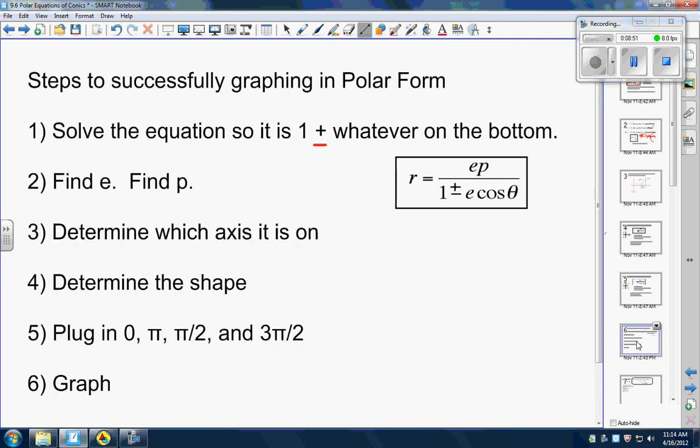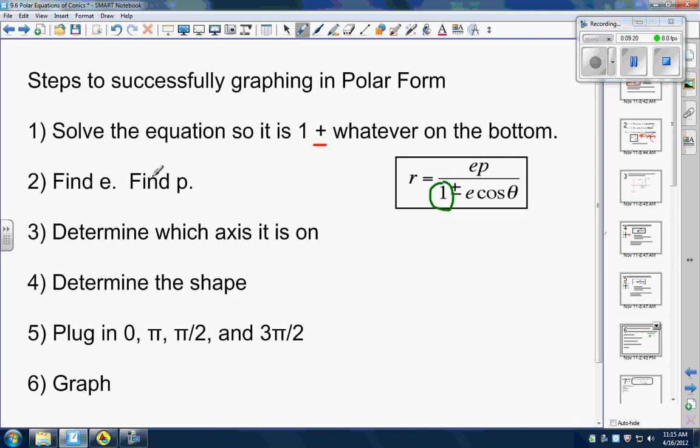Here's the 6 steps. If you have these and you follow through them, you will be able to do these. You're not going to get them right away, but after a few days, they will make more sense with more and more practice. Make sure they end up in your notes. First thing we want to do, solve the equation so it's 1 plus or minus whatever is on the bottom. Now there's going to be numbers all over the place. This is the one you want to turn to a 1. You don't want to turn other things to a 1. We need that one to be a 1.